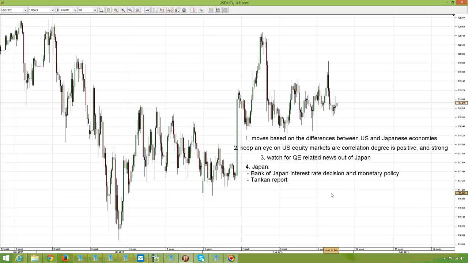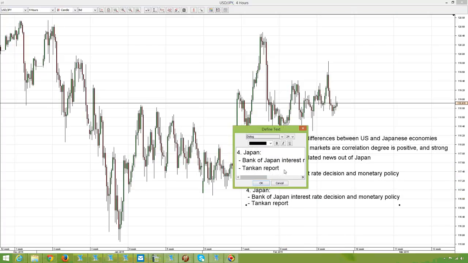If it is expansionary, it will hike the interest rates. If it is contractionary, it will lower the interest rates. Hence, the currency and the currency pair are going to be moved. And of course, being a currency pair, besides the Japanese related news, we have the standard US related news.